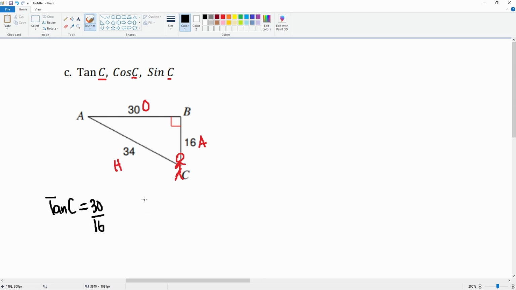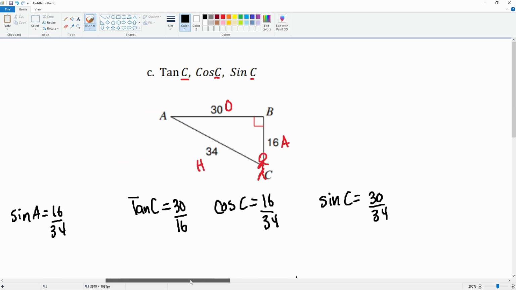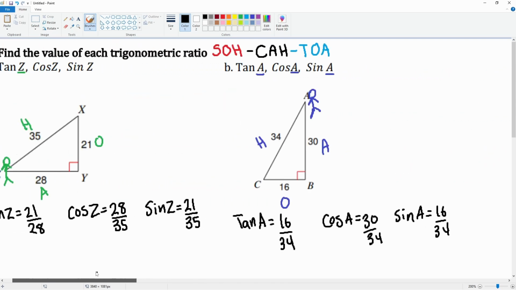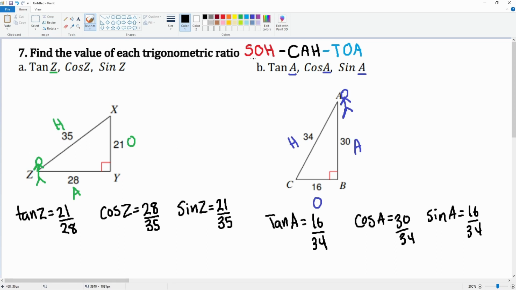You can simplify. Then we have cosine of C, which is adjacent over hypotenuse, which is going to be 16 over 34. Then you have your sine of C, which is defined as opposite over hypotenuse. Your opposite is 30, and your hypotenuse is 34. So there you go. That is how you set up the trig ratio. You can simplify the fraction if you want; I just leave it. It is based on the trig ratio of SOHCAHTOA.